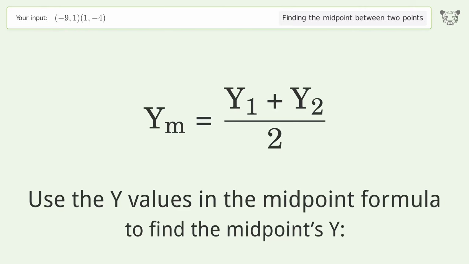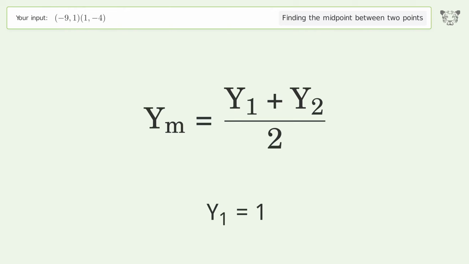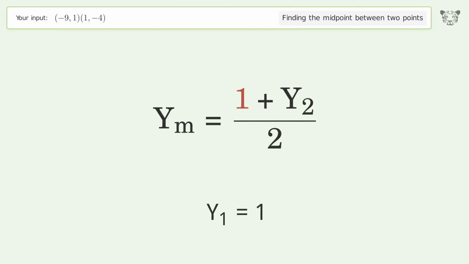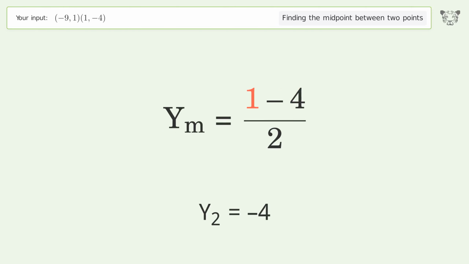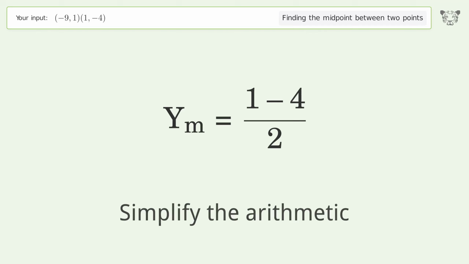Use the y values in the midpoint formula to find the midpoint's y. y1 equals 1. y2 equals -4. Simplify the arithmetic.